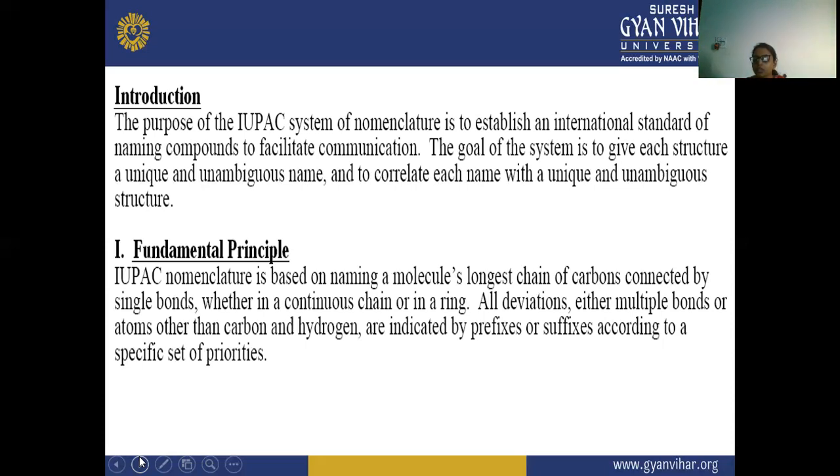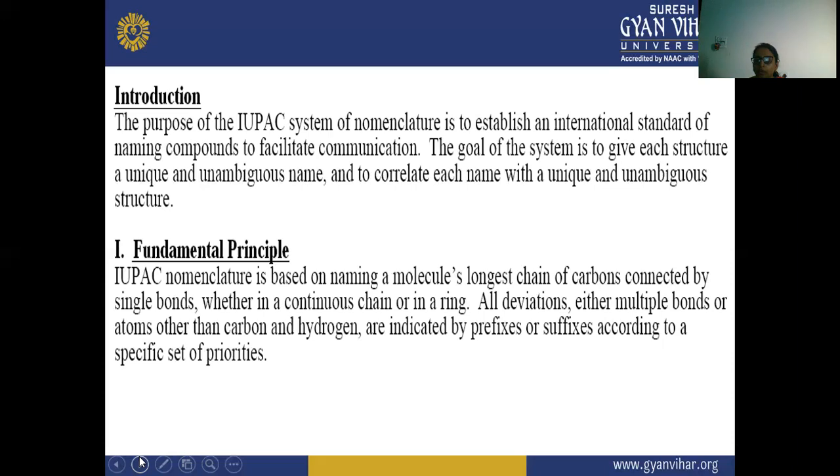So here, in the fundamental principle, the IUPAC nomenclature is based on the principle of naming a molecule by the longest chain of carbon that is connected by a single bond, whether in a continuous chain or in a ring.